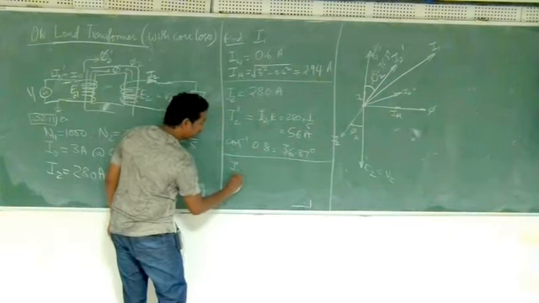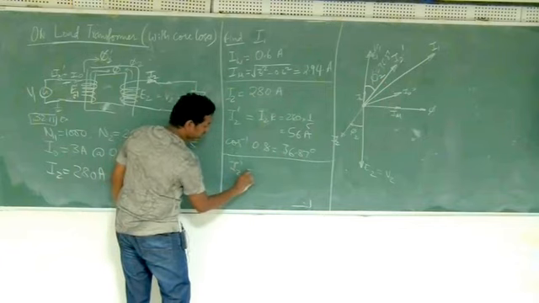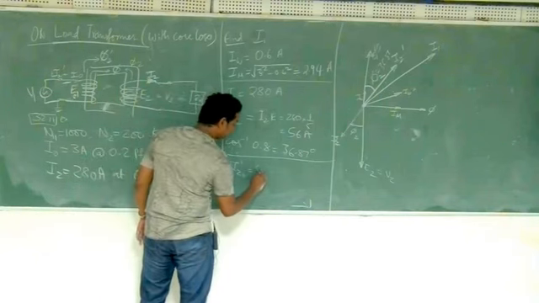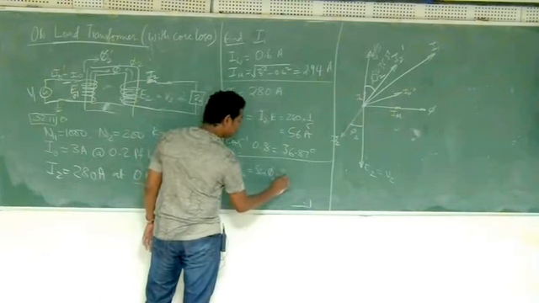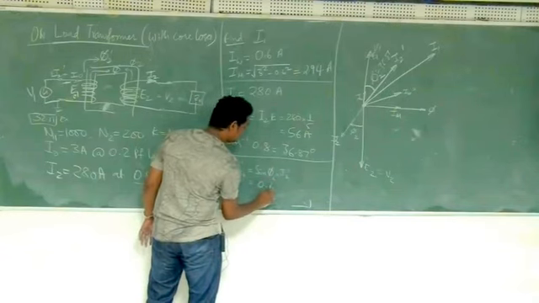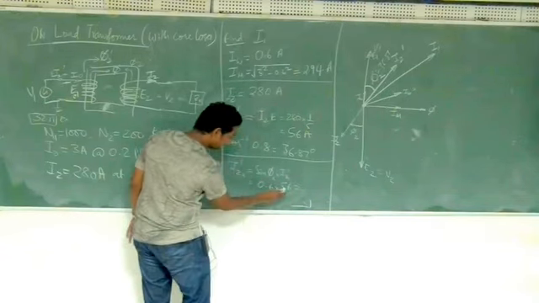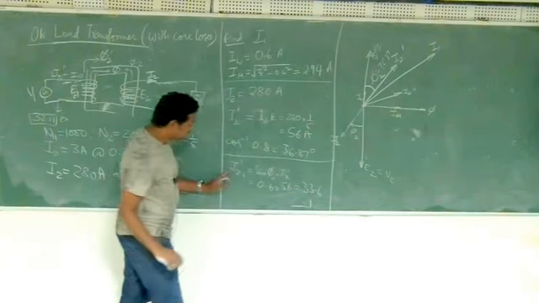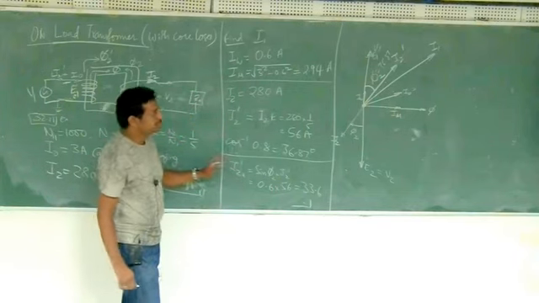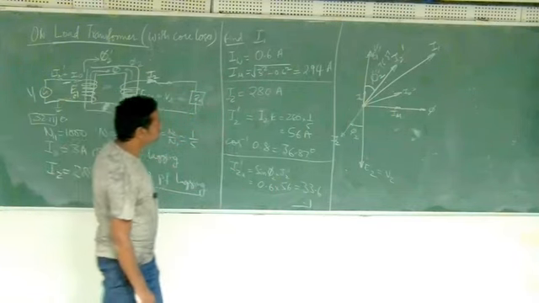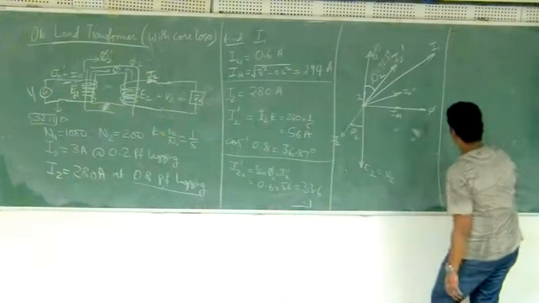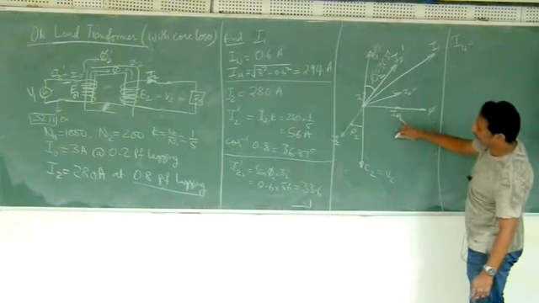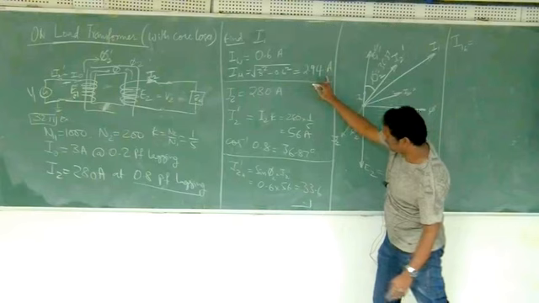So for I2 dash, I'll write H, just to indicate the horizontal component. How much will it be? Sine phi 2 into I2 dash, nothing but 0.6 into 56. How much is that? 6 5 is 30, so 33.6. This is the horizontal direction. So what is the total horizontal current? I1 horizontal component is nothing but I mu plus this one, so I mu 2.94 plus 33.6.